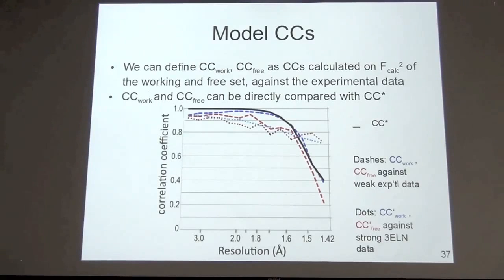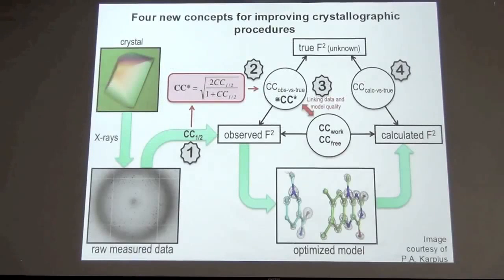We can put them into the same plot. CC star, that's the black curve here, and the dashed blue and red are CC work and CC free. And we see that at high resolution, CC work approximates very closely the CC star curve. If it goes beyond CC star, if it's higher, then we are overfitting a little bit. But CC work tells us that it's not so bad after all. We are not really overfitting anything. There's more information in these plots, but I don't have so much time.